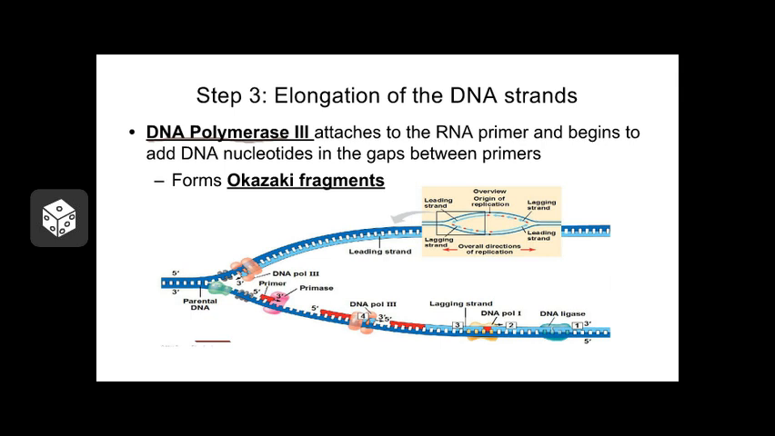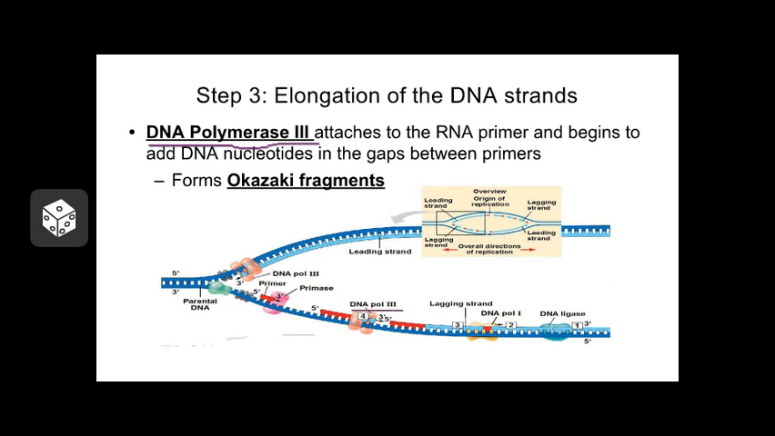Well, remember that on the lagging strand in the last step, primers were laid down in little chunks. So what we really need to do next is put in proper DNA in between these chunks to make one continuous strip of nucleotides. That's what this enzyme, known as DNA polymerase 3, is going to do. Here you can see it in action.